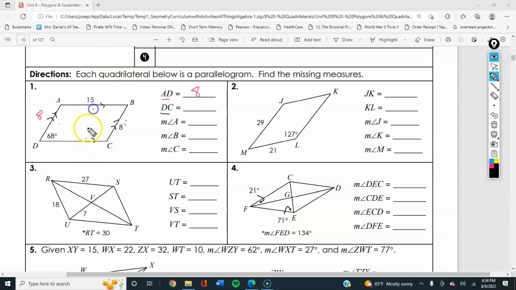DC is opposite AB, right? So if this is 15, this is 15. So far, so good, right? Now let's find some angles. Now this one only gives me one angle. Right away, if this is 68 degrees, I know this one's congruent, so this is also 68 degrees. So I'm going to do that first.